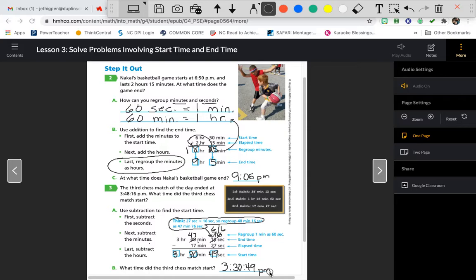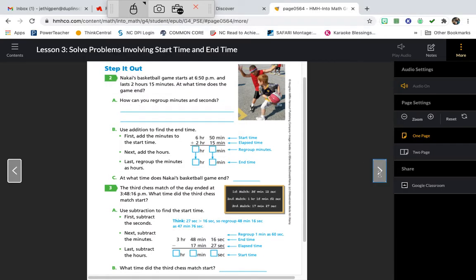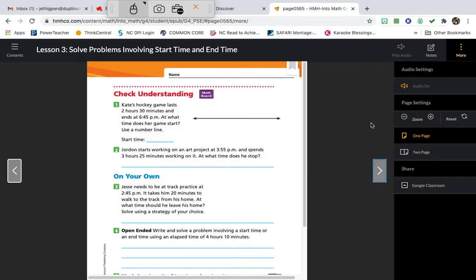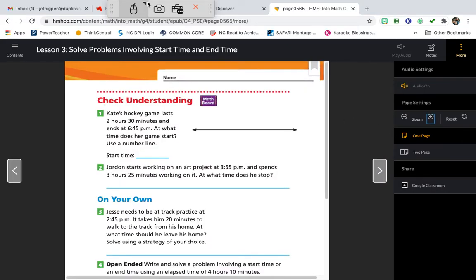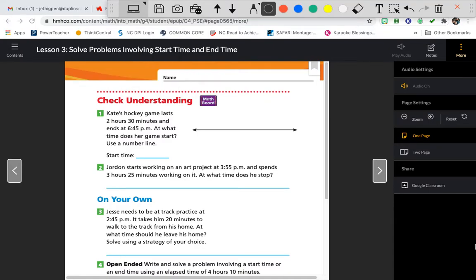Okay, so take a second, pause the video, and complete check understanding on page 545. There's only 1 and 2 that you need to do. Okay, so you should have had a chance to complete 1 and 2. So let's look at them together.